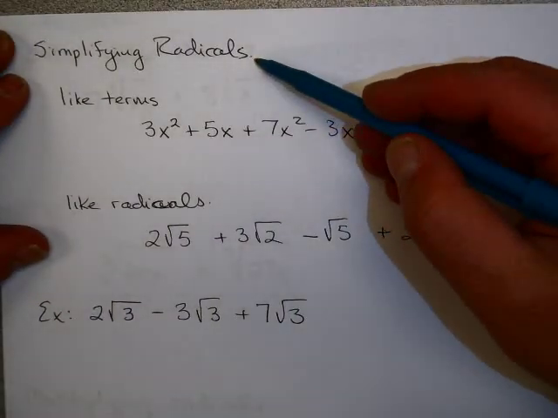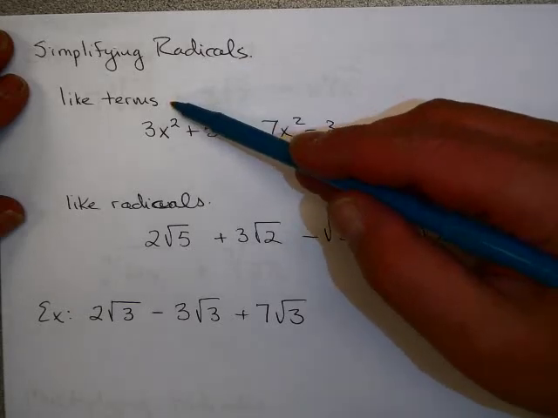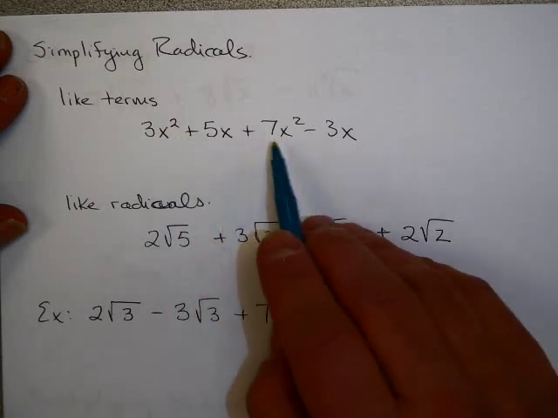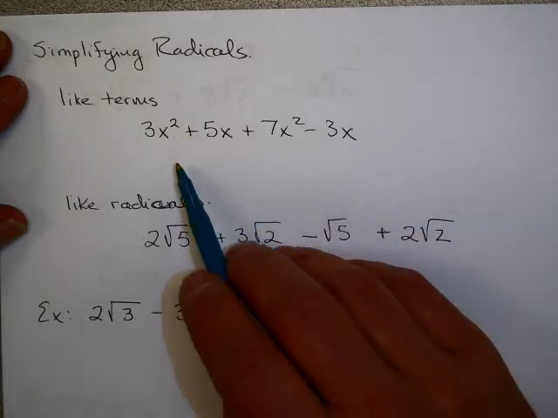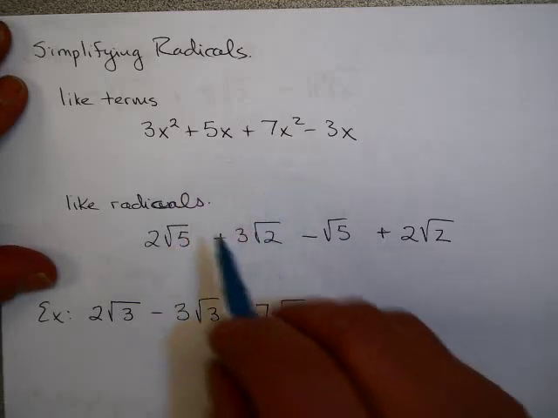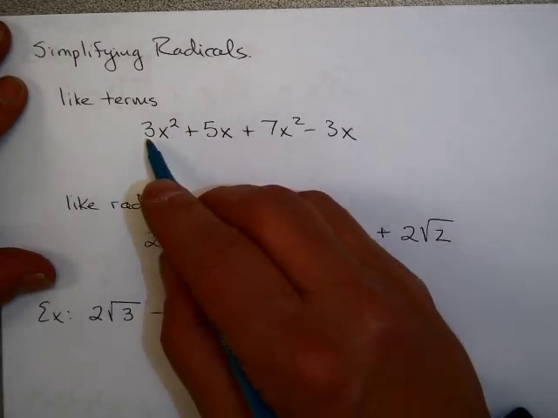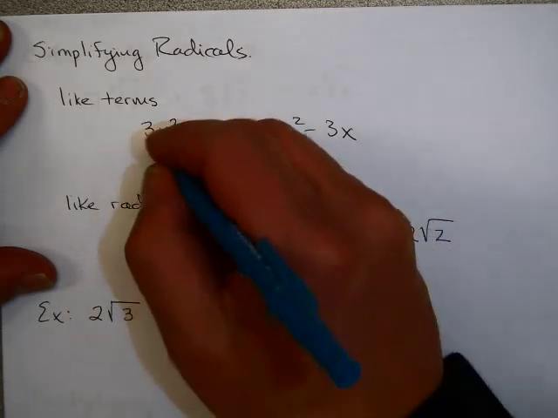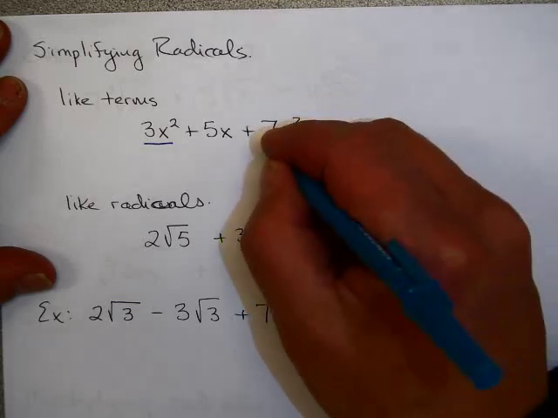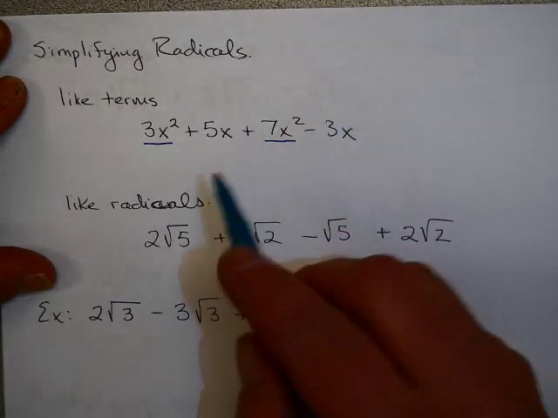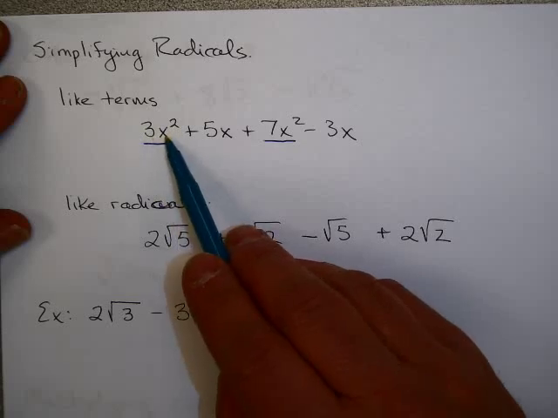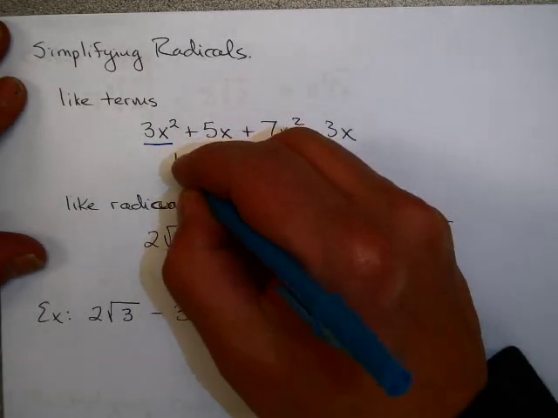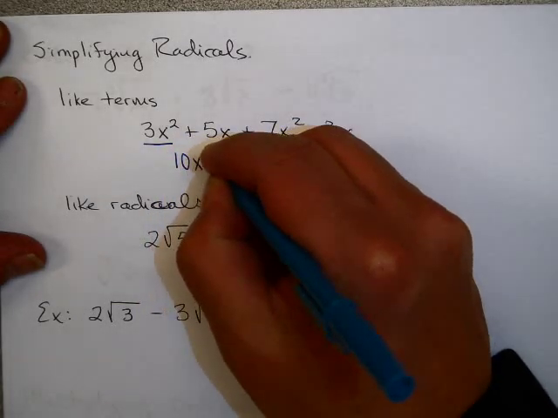Let's go back to beginning algebra and talk a little bit about like terms. Look at this problem: 3x squared plus 5x plus 7x squared minus 3x. You probably remember that a like term means a term that has the same variable and the same exponents. So 3x squared and 7x squared are like terms. This is like having 3 of this item and 7 of the same item. Since we're adding, we'll just add those together and get 10 of that item. So that's 10x squared.